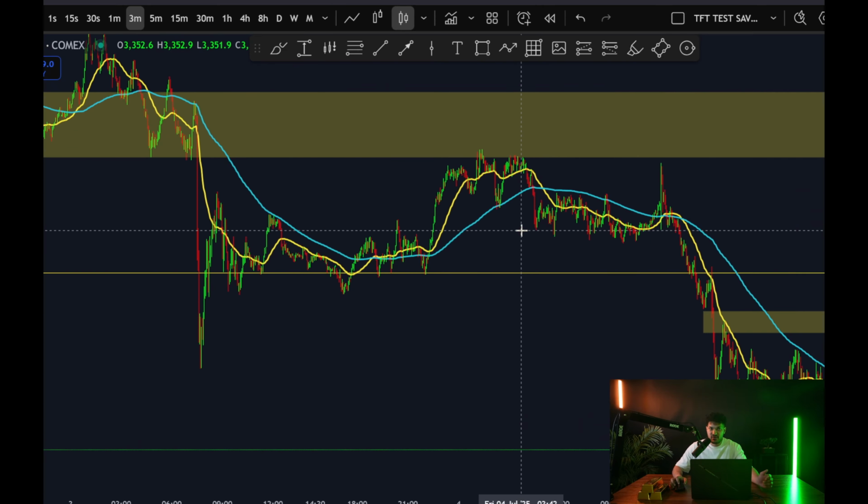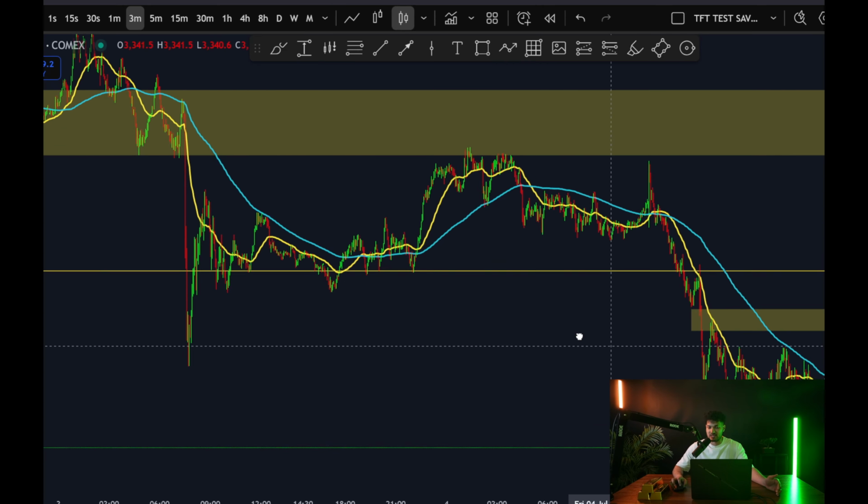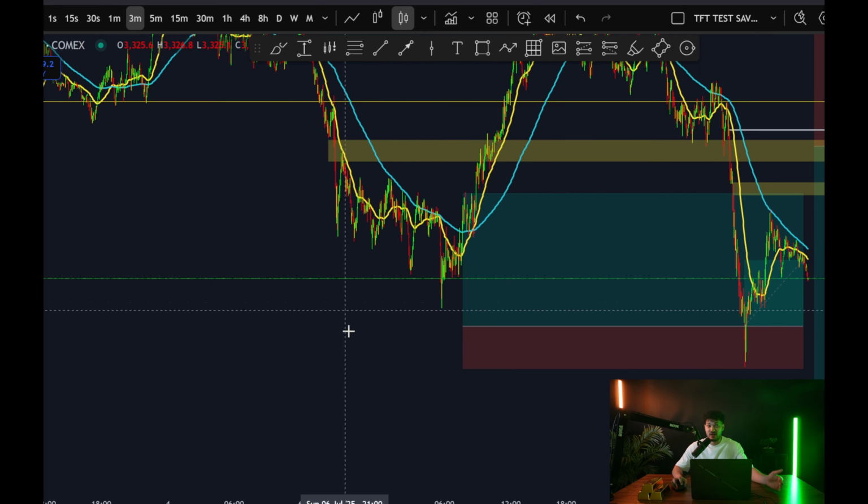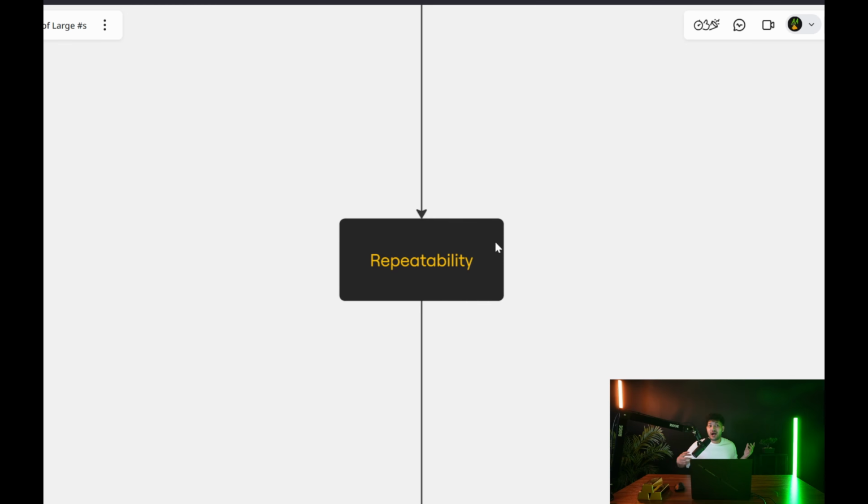But how much of an edge does that actually have? Over 10,000 trades, does that give us something? Does that give us profitability? Does that give us an edge of where we actually make money? But here is the caveat. You guys are just some low-level retail traders. No, I'm kidding. But you guys are not quants.